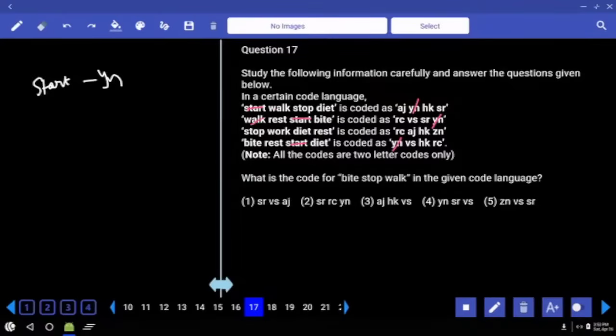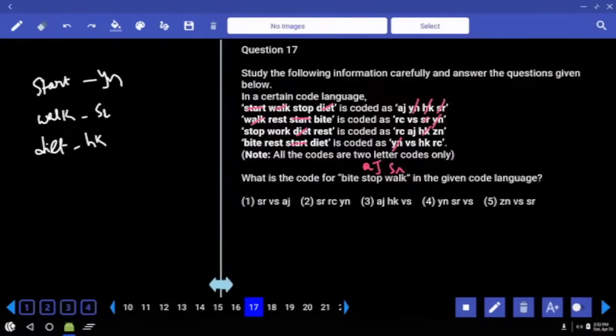Now walk is common between these two. Rest and bite is not there. And for this, SR. Now what is the code for this one? And walk is SR. Now walk is SR. Then we need to find out bite and stop. Now diet is common between these two, isn't it? As diet is common here, HK is common. Now the code for this word diet is what? HK. Now diet is HK. Then what is left over here? Stop is left over. Stop is what? AJ.